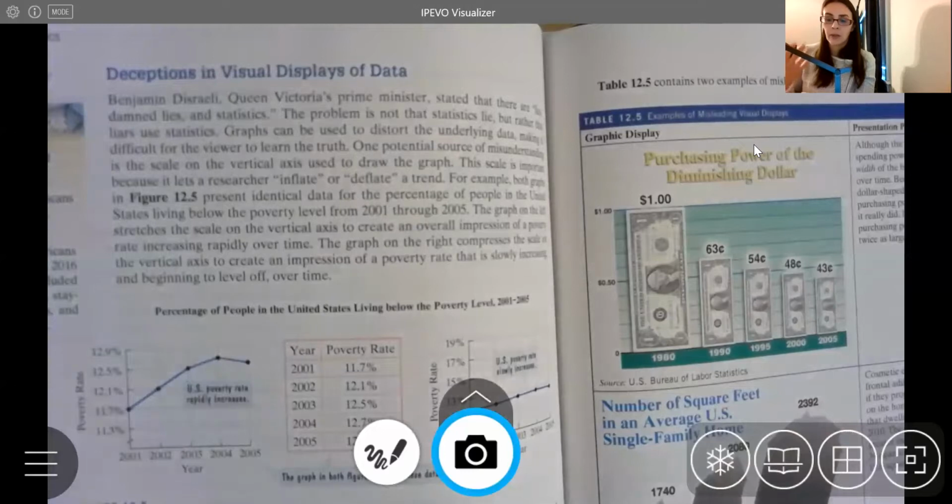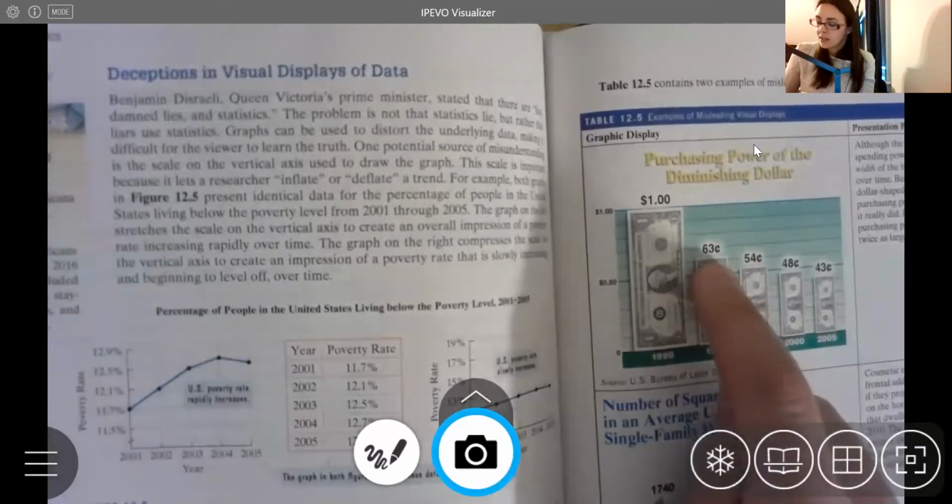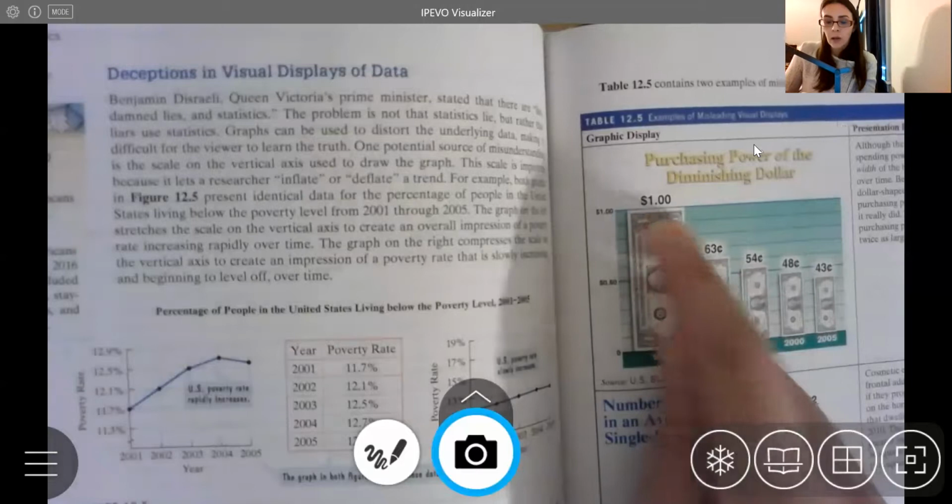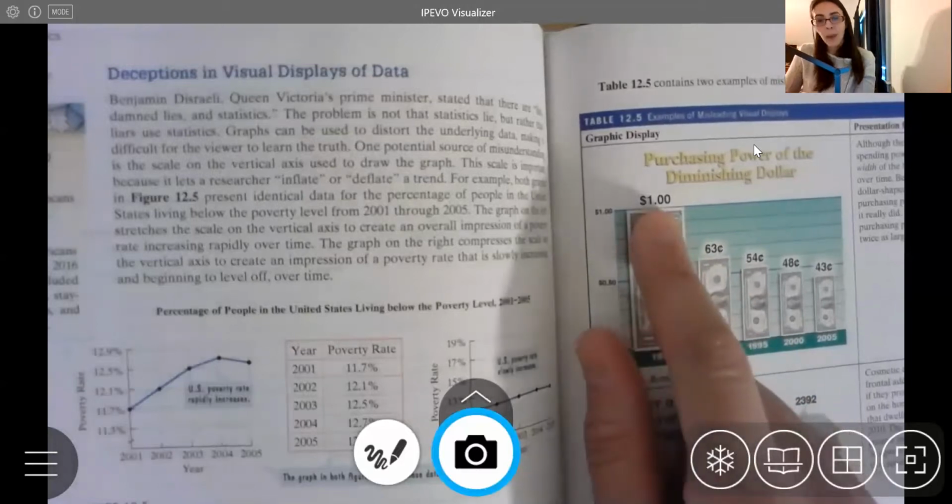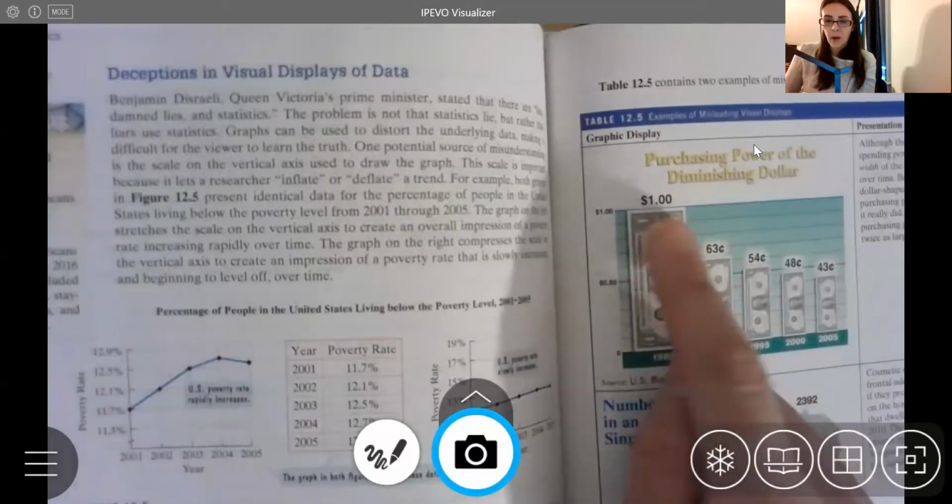So they should be in direct proportion to each other. So if this is 63 cents and this is $1, then this one should be about twice as big, right? It's about half, not quite. So it should be about twice as big, where this one looks like it's like 3 or 4 times bigger than this one. So they should be in proportion to one another.